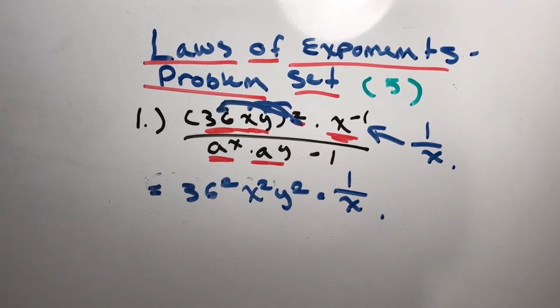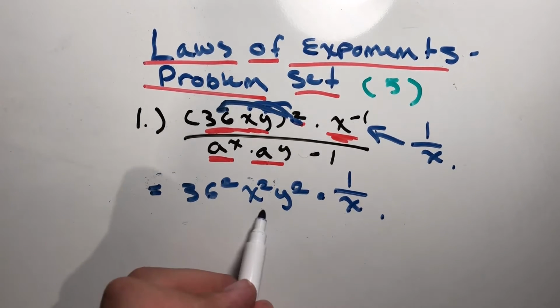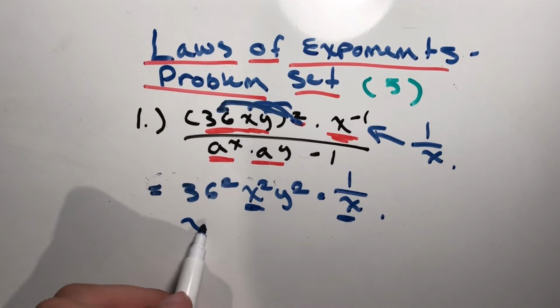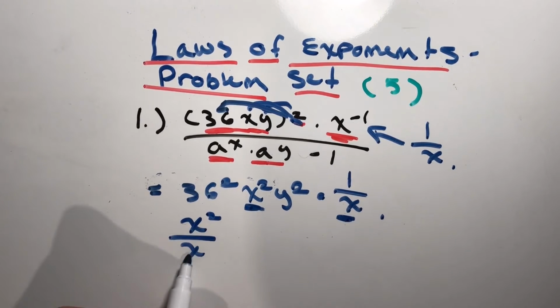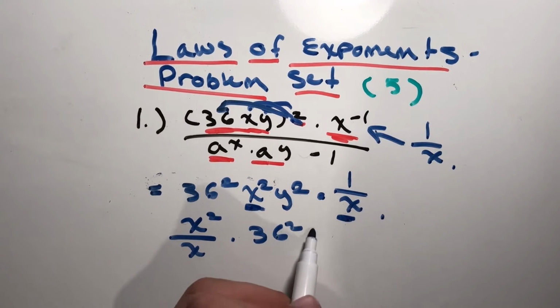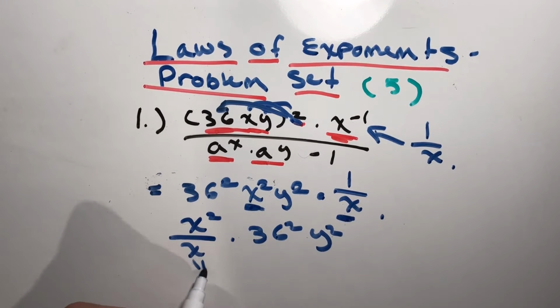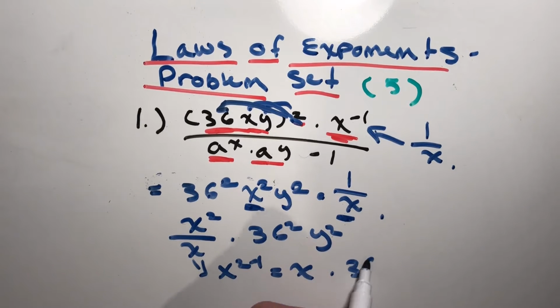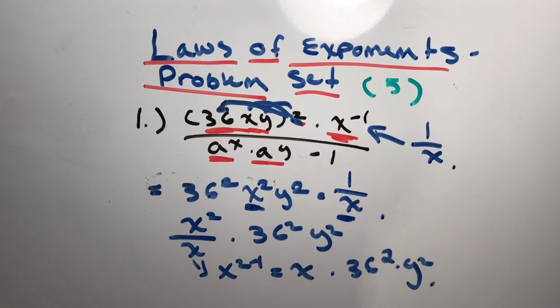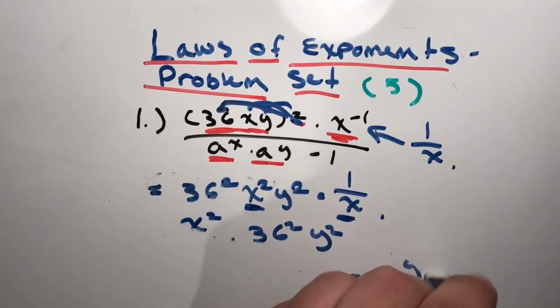We can simplify this a little bit further, so let's do that now. We can apply our third law here. We have an x squared here, and we have an x in the denominator. So essentially we have x squared over x times 36 squared times y squared, and we can apply that third law. We have x to the 2 minus 1, so this becomes x. And so this is just x times 36 squared times y squared. That's our top being simplified. Okay, so I'm going to erase this and write the whole simplified thing back in the original place.